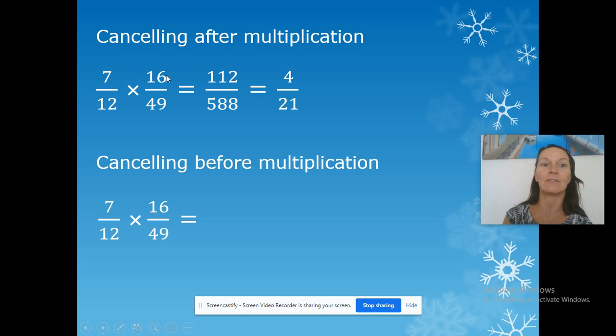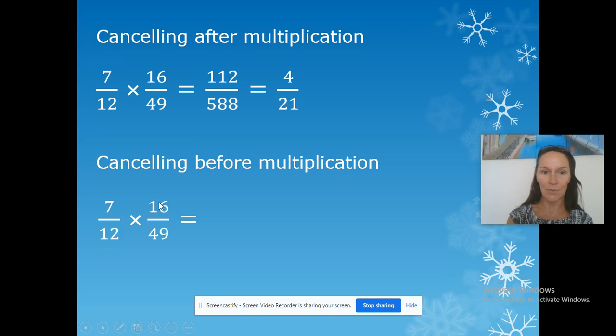I've needed to count in my 16 times tables 7 times. 7 times 16 is 112. 12 times 49 is 588. They're quite tricky to have to do. So by using the cancelling down strategy, can you see here any common denominators? I know you can. You know that 7 and 49 are in your 7 times tables.